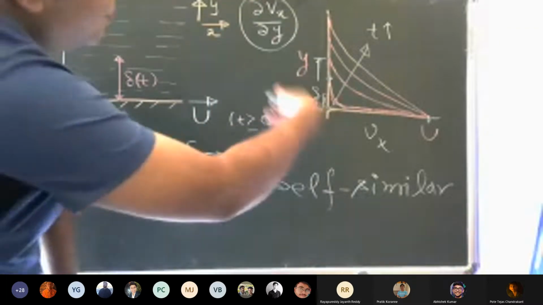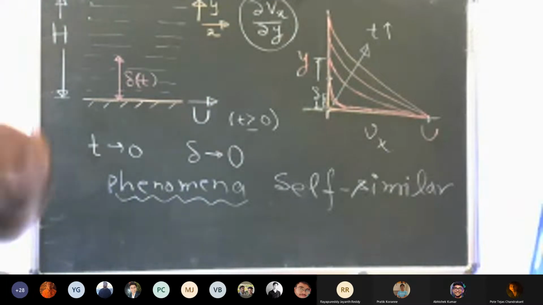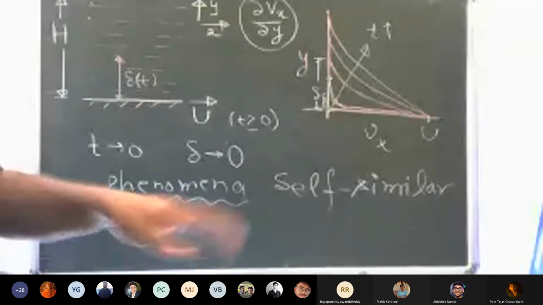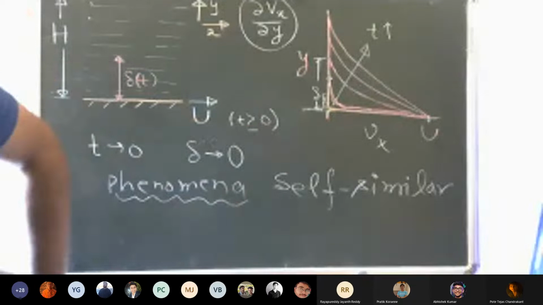So this way, this velocity profile will evolve. So whenever it will be asked to you that draw the velocity profile in space and time domain, or draw the stress profile in stress and time domain, that's how you should draw.